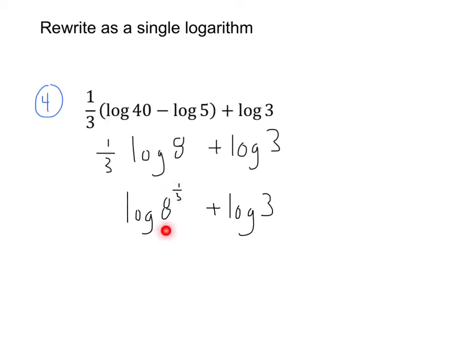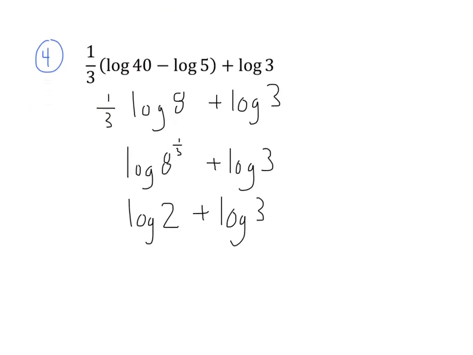Right, and let's think about this. What's 8 to the 1/3 power? Well, that's the same thing as the cube root of 8, so that's the same thing as 2. So we have log base 10 of 2 plus log base 10 of 3. And if we were to add those two logarithms, that's equal to log base 10 of 6. So our answer is that this whole thing is equal to log base 10 of 6.